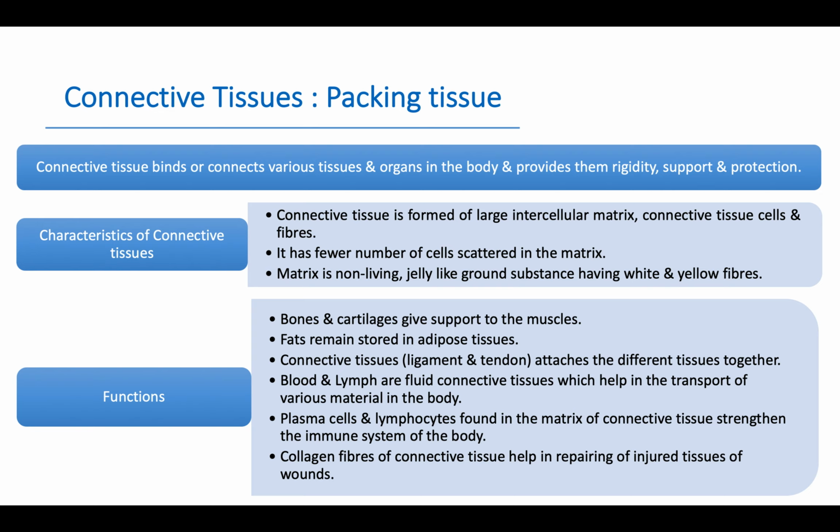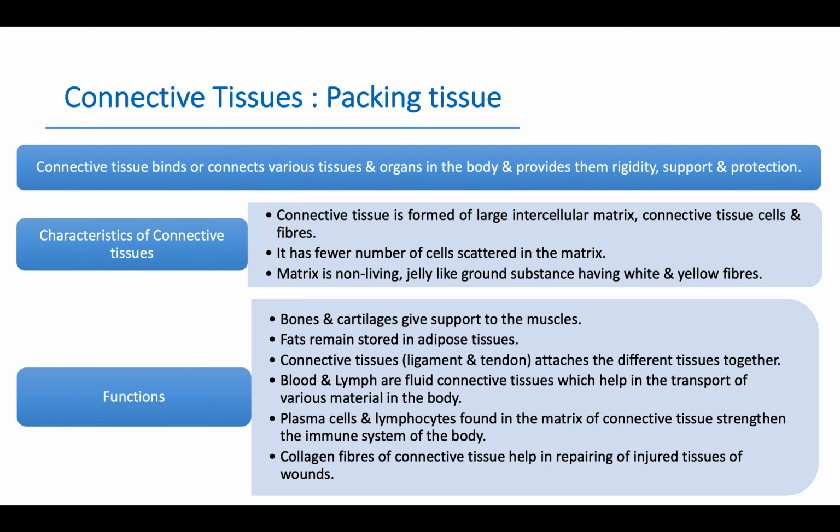Characteristics of connective tissue. Connective tissue is formed of a large intercellular matrix, connective tissue cells, and fibers. It has fewer cells scattered in the matrix. The matrix is a non-living, jelly-like ground substance having white and yellow fibers.